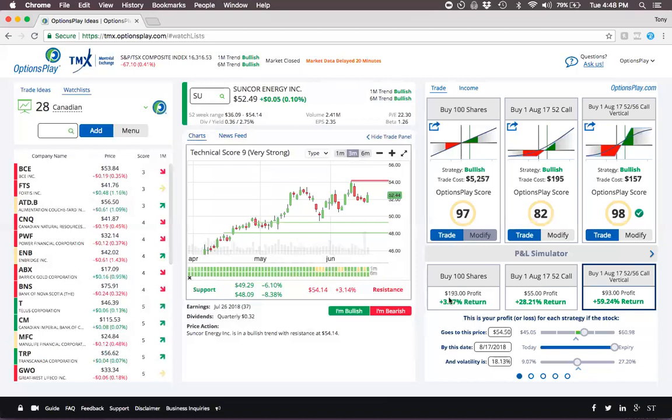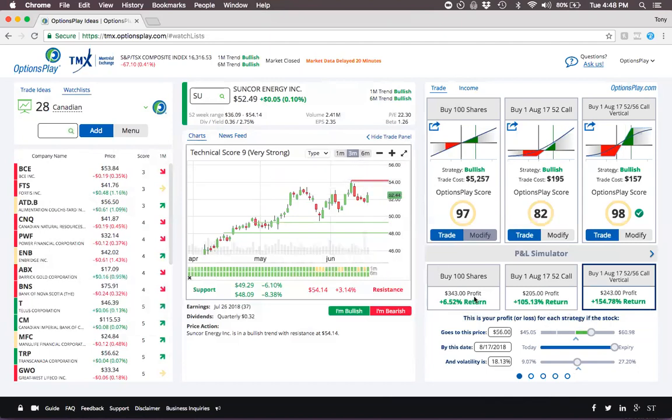And what that tells you is that if you had bought the stock, you make about a 3.5% return. If you bought the call, you make a 28% return. But if you bought this call spread here on the right, you make a 59% return. So that you can definitively say, based on my views on the stock and where I think it's going to go, what are my expected returns? And you can say, what happens if it goes up to 56, that next resistance level?